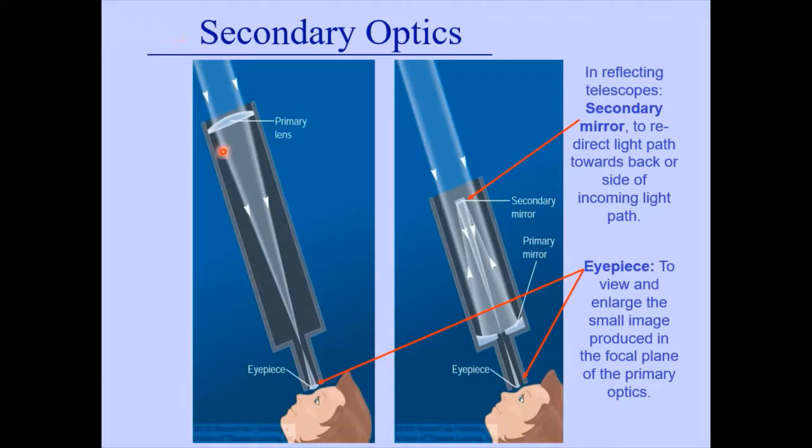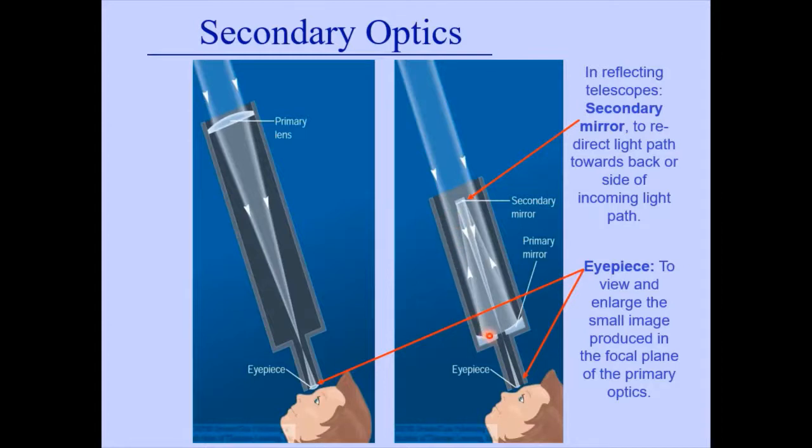In addition to the primary lens here, or primary mirror in a reflecting telescope, there is also a secondary optic used to help magnify the image so that it's larger. So in the case of our refracting telescope, here is the primary lens up here. So the light rays are coming in. This lens focuses the light rays to form an image right here, and then another lens here called the eyepiece actually magnifies the image so that it's larger.